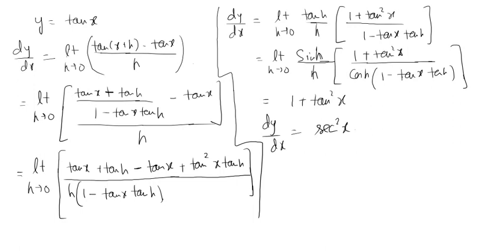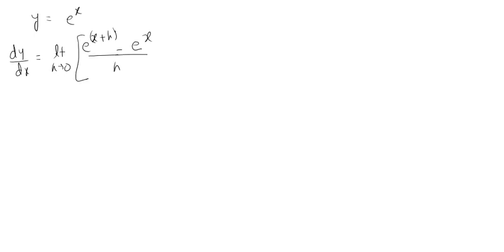Alright. So next function that we are going to discuss is y equal to e to the power x. Okay. So dy by dx is limit h tending towards 0 e to the power x plus h minus e to the power x upon h. Now again this will be limit h tending towards 0, e to the power x can be taken outside, e to the power x into e to the power h minus 1 by h.